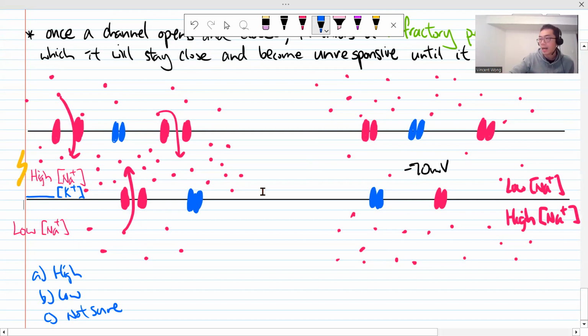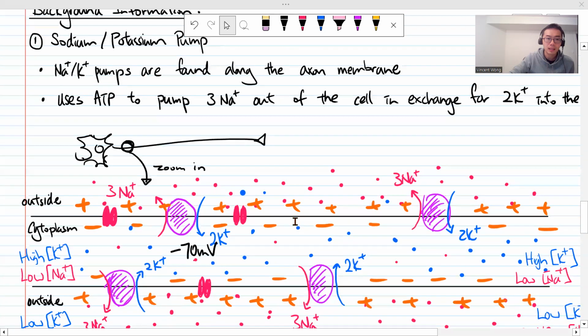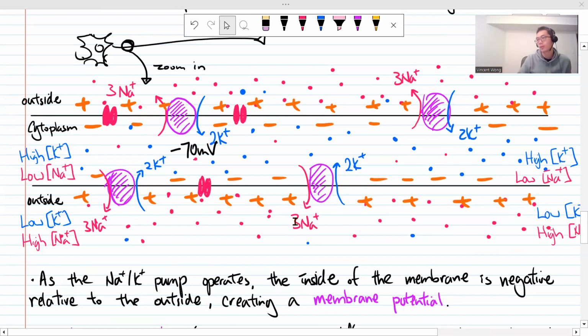Okay. I have more people who think it is low than it is high. All right, let's go back here. Look at the blue dots, right? We have more blue dots on the inside and outside, right? Do you understand? More blue dots on the inside and outside, right?